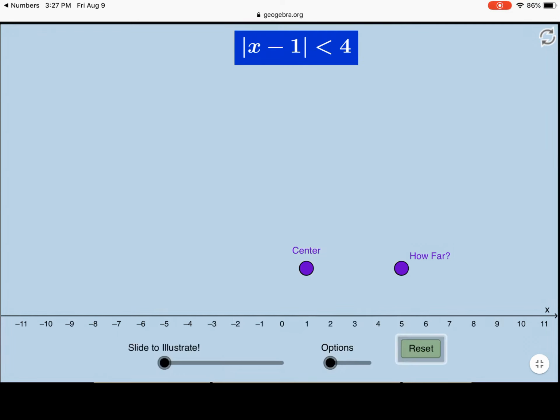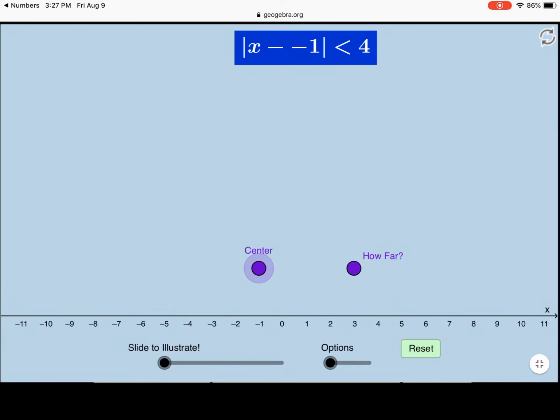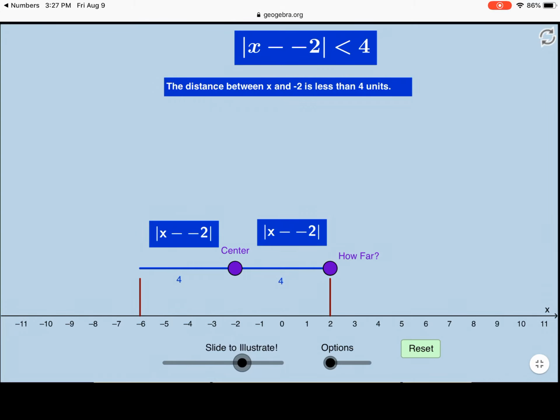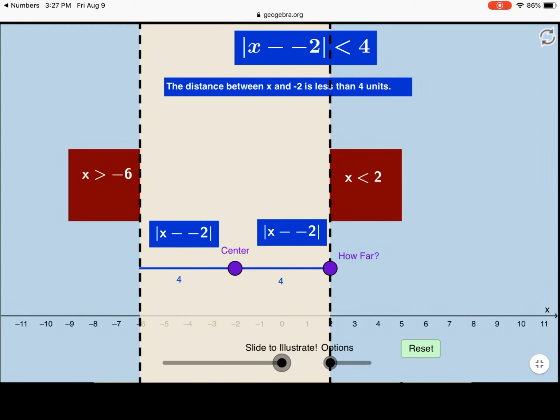Okay. What if I want to make the center negative? All right. Notice how that changed the inequality. Now I have the absolute value of x plus 2 is less than 4. Okay, but still the same idea. From the center, go 4 units in both the positive and negative direction, and it's going to lead you to any number between -6 and 2. Okay, let's get out of that one.